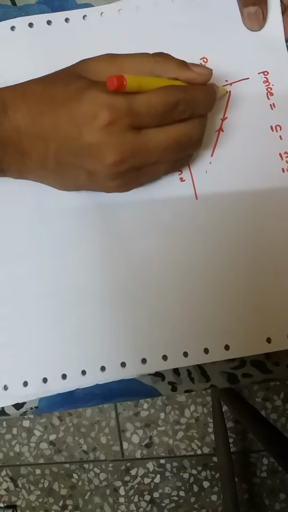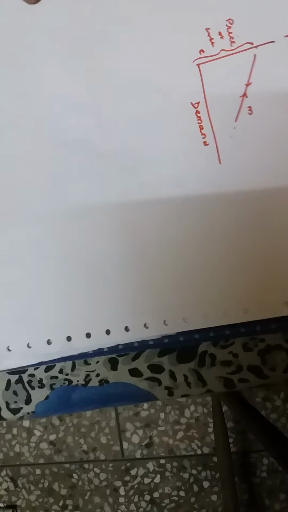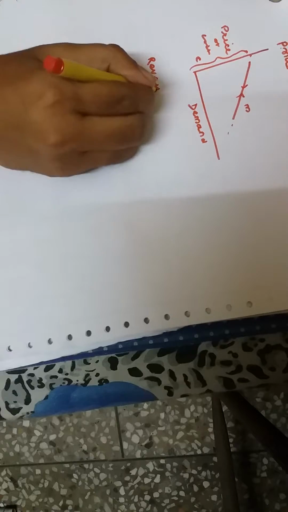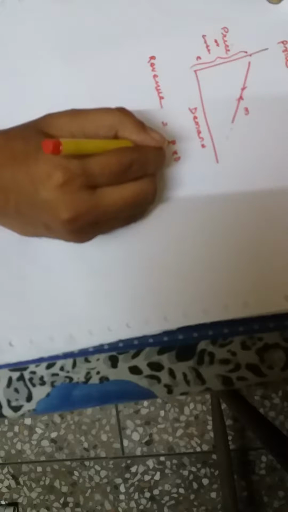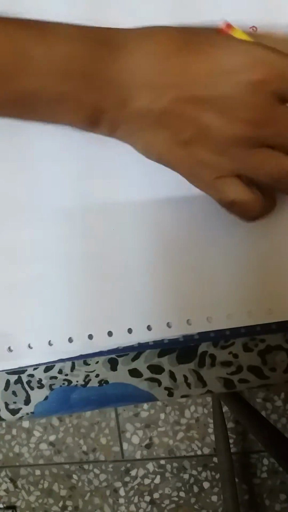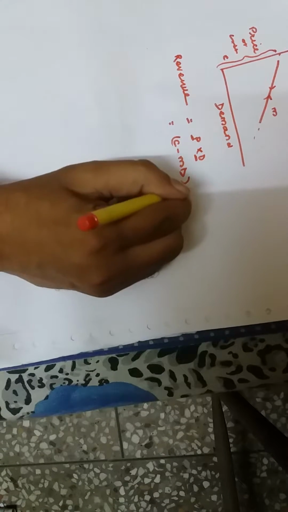Now we want to say what is the price. So it is a constant C, and there is slope M. Then I want to describe the revenue. Revenue is equal to price into demand. P stands for price and D stands for demand. Now price, we know that C minus MD, into demand. Now this is revenue.